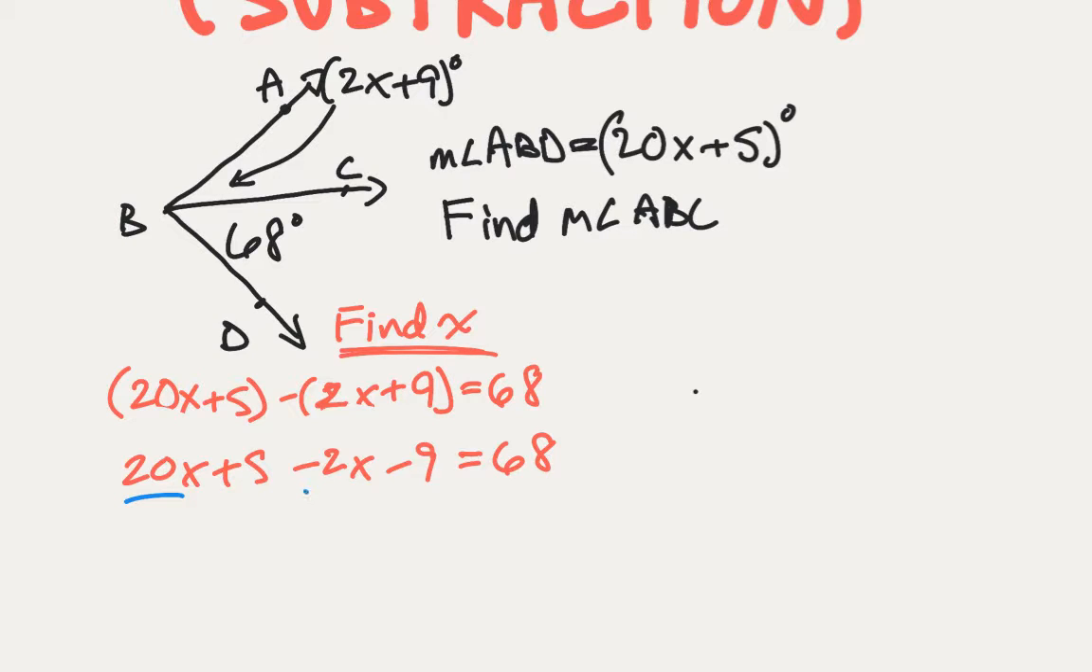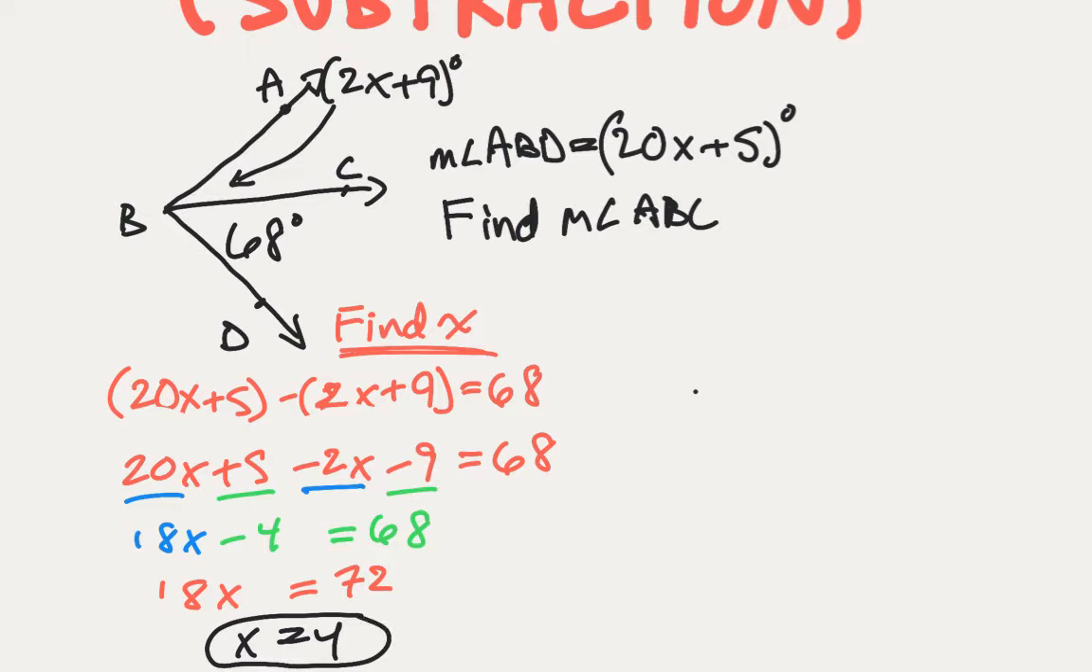So I have a 20x and a negative 2x, and that gives me 18x. And then I have a 5 and a negative 9. That's going to give us minus 4 equals 68. So let's see, I'll add 4 to both sides, and I get 18x equals 72. Then I'll divide by 18 on both sides, and I end up with x equals 4.